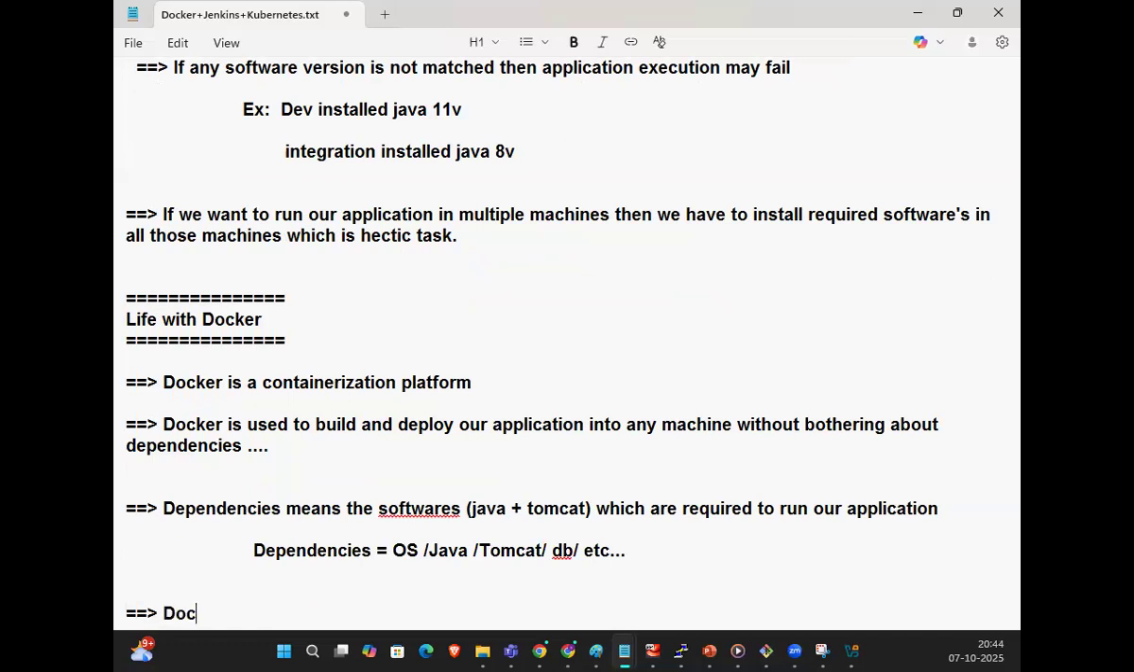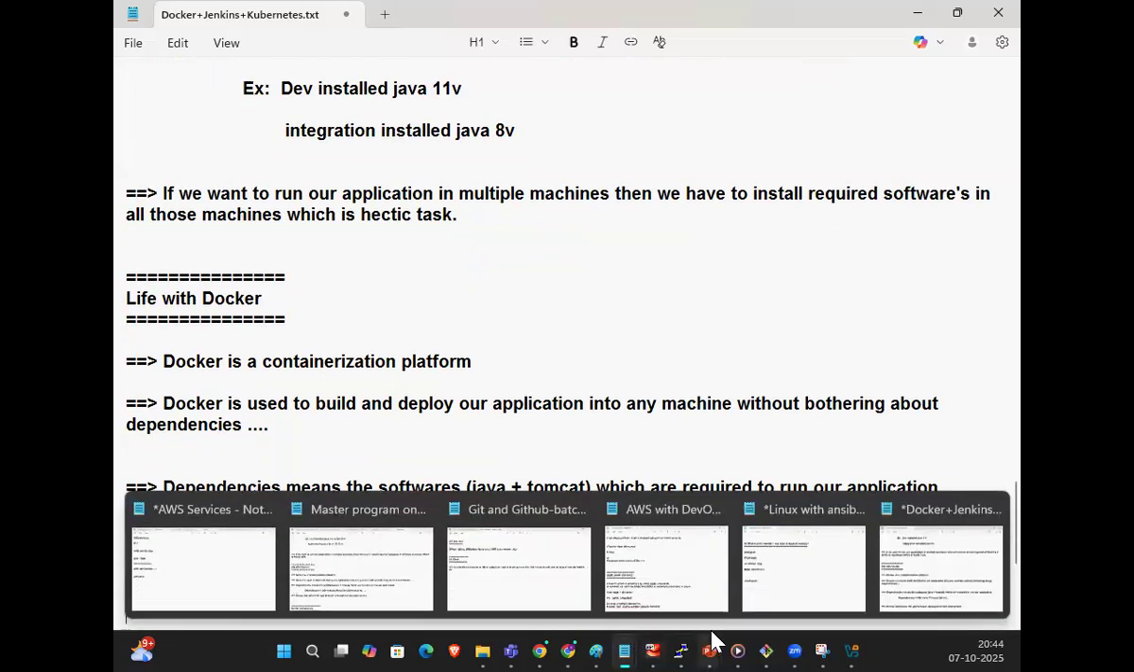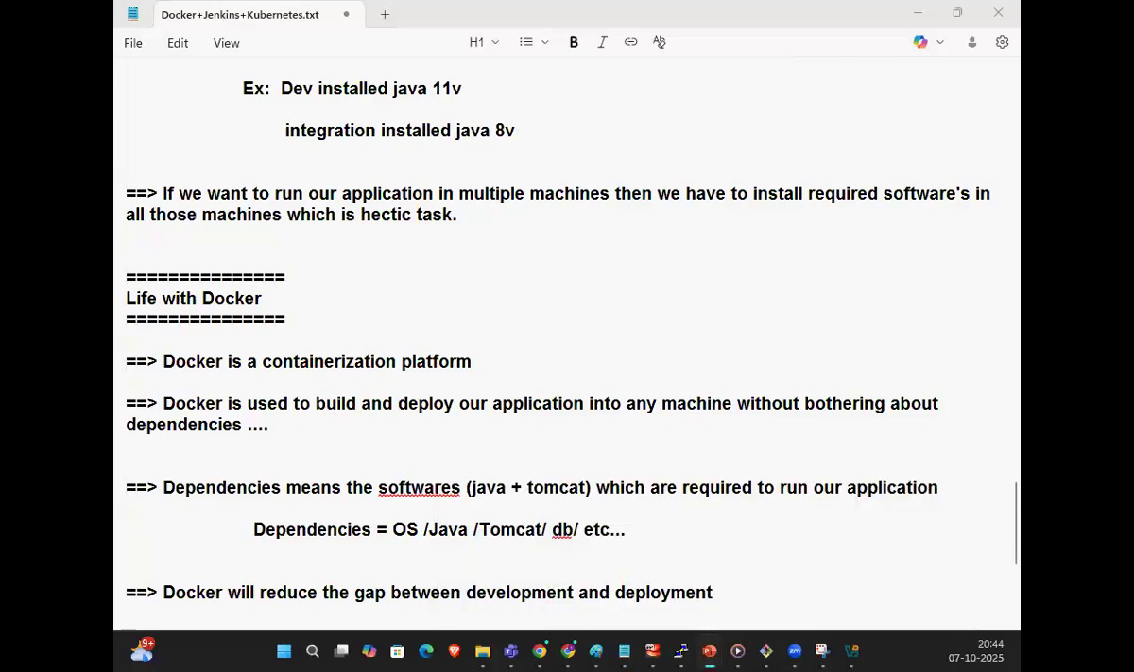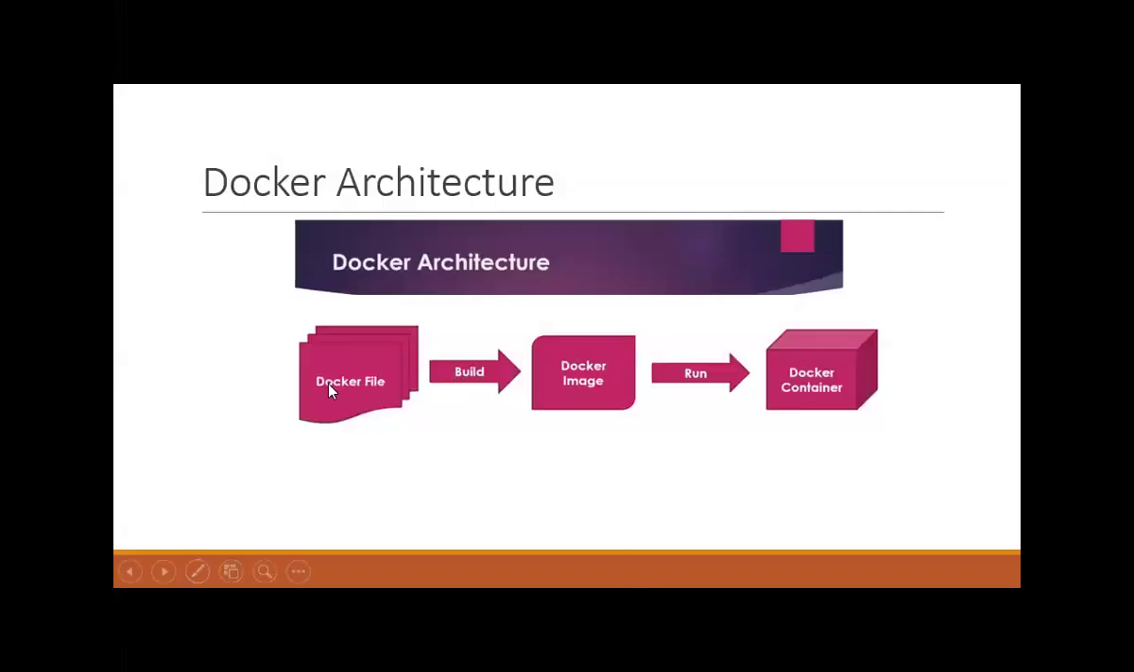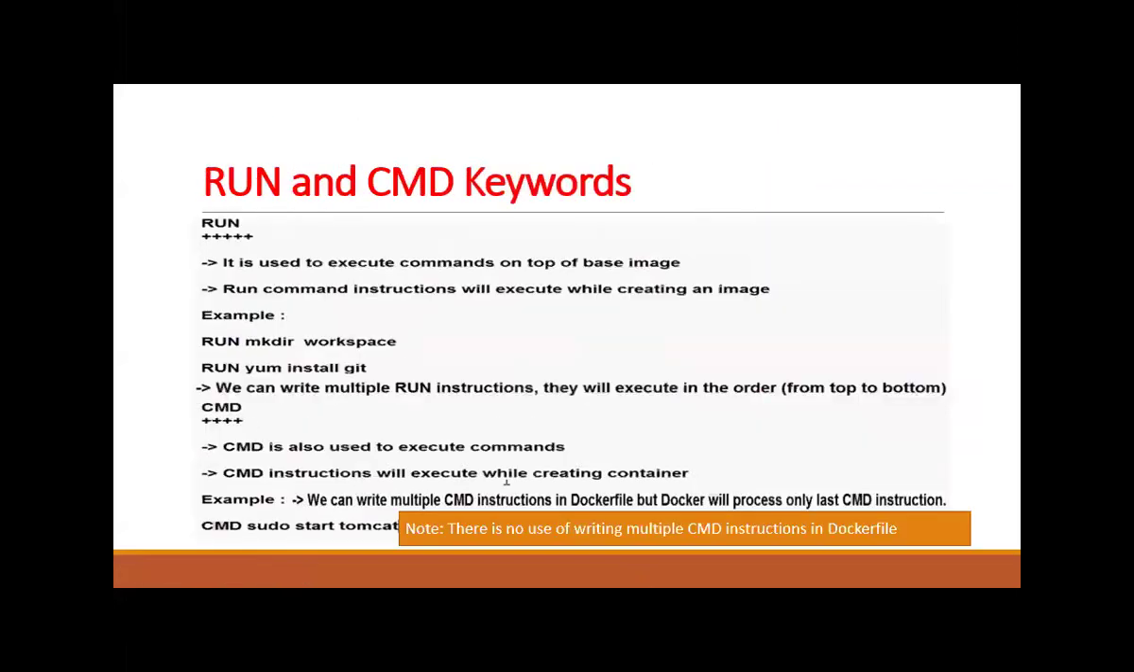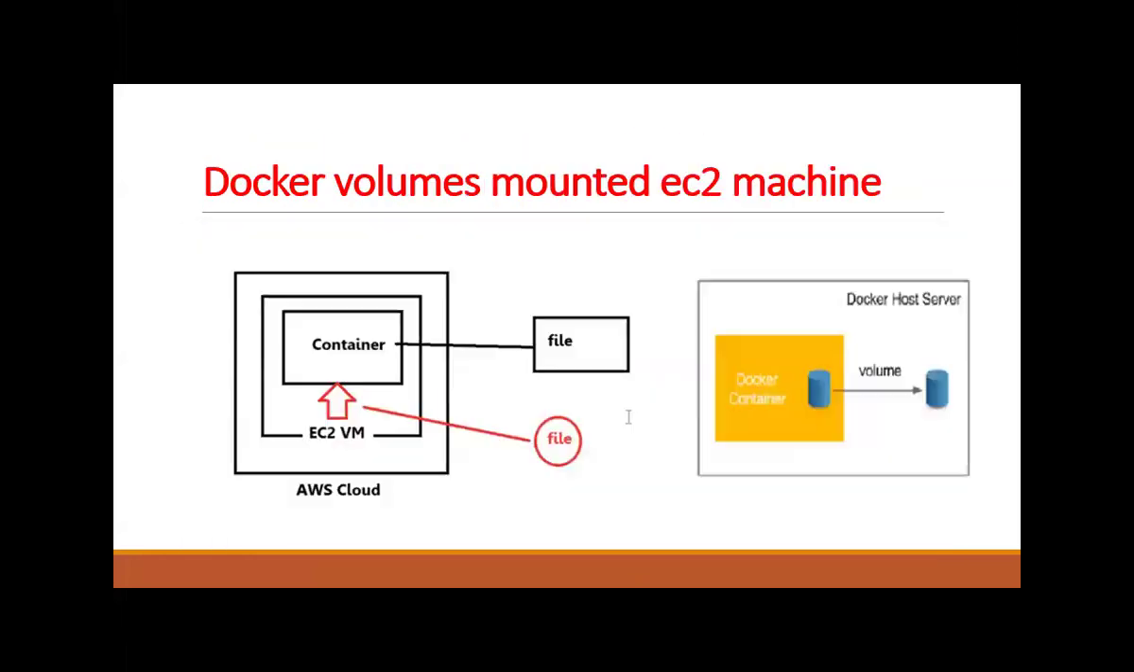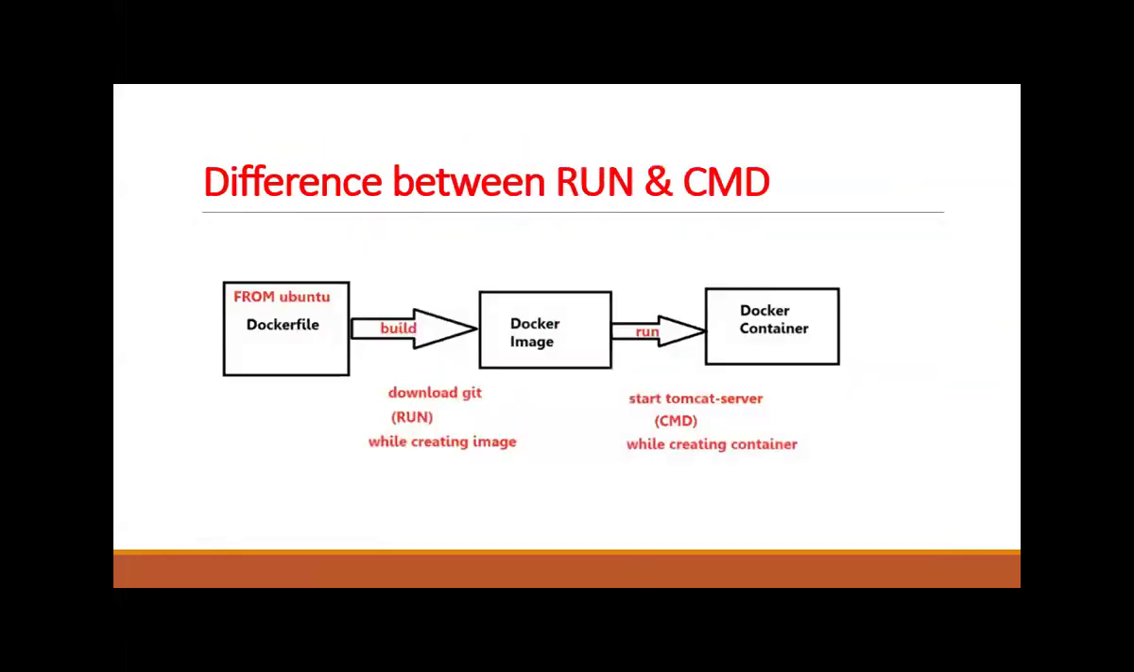Docker will reduce the gap between development and deployment. Once you develop the code, through this code we can create the image. Then from that image, we can deploy it very easily. From the Dockerfile, we can build the Docker image, and from that Docker image, we can run the container. So it will be very easy.